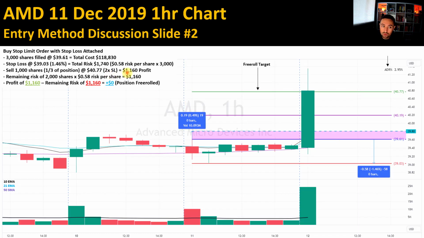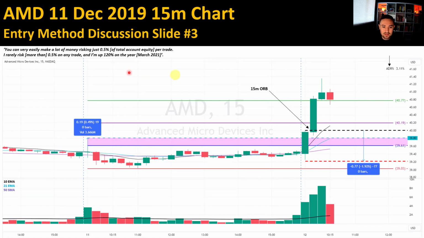So our profit now locked in is $1,160, but we still have remaining risk. We have 2,000 shares times 58 cents risk per share, which is $1,160. Do you see how the maths is working? So we have a profit of $1,160 minus the remaining risk of $1,160. They cancel each other out, position free rolled, and we still have 2,000 shares now hypothetically risk free. Makes sense? So this would then be a 15-minute ORB, so opening range breakout, okay?